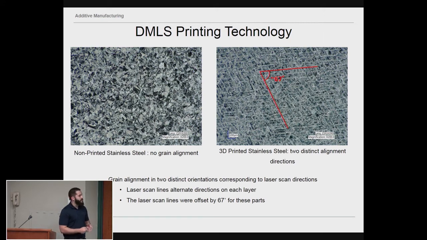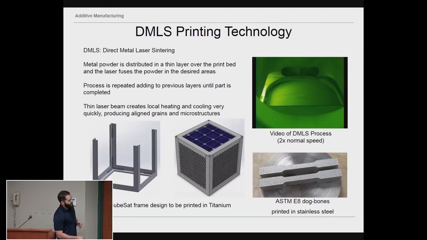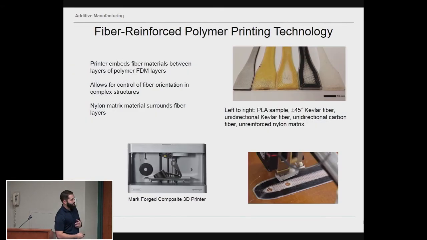So in the future, we're going to actually be controlling that to just one direction, and that's actually what these samples are. And we're going to be taking that to tensile test to see if there's any impact on the actual mechanical properties of these parts. And if so, how can we use that to better design the part, or at least better design the orientation of those scan lines when we print out structural parts?